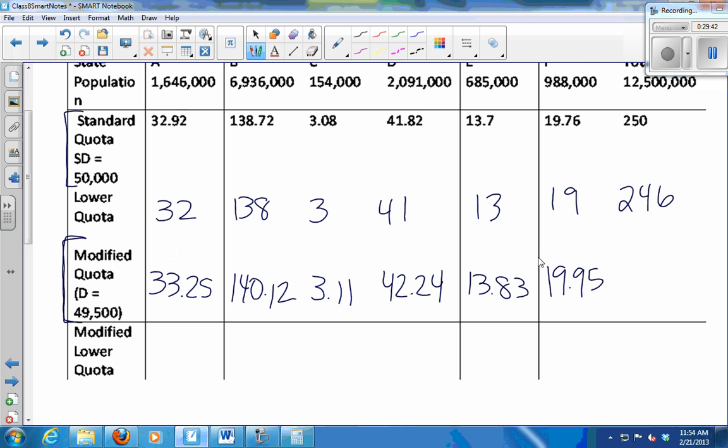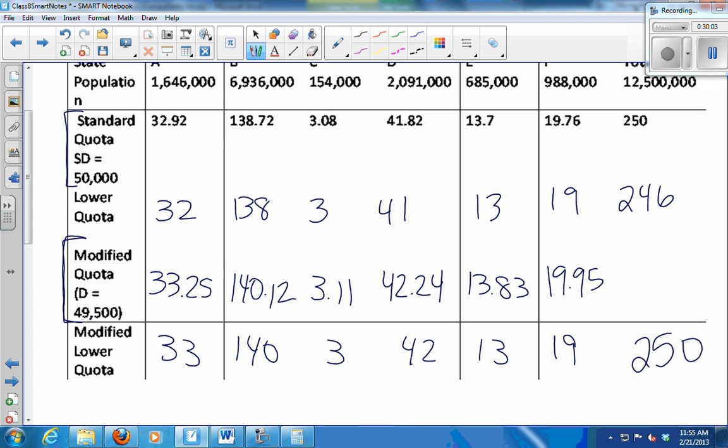Okay, so now round all these down. We call this the modified lower quota. And I get 33, 140, 3, 42, 13, 19, and when I add them up, I get 250. No surplus seats to give out. So this will be my final apportionment.